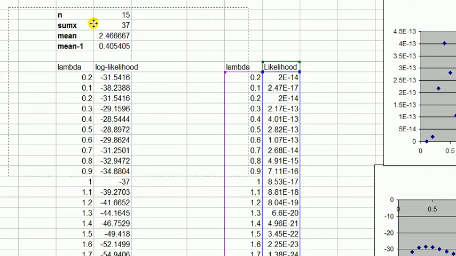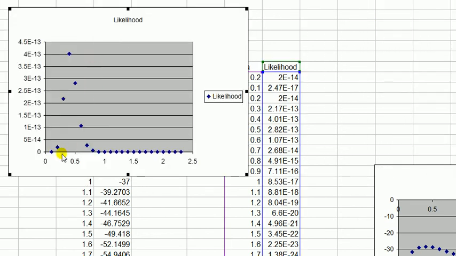So let's bring over the picture for the likelihood here. So here are my values of lambda running along here. Remember, we're trying to find the lambda that maximizes the likelihood function. And you can see it kind of curves like that. So the peak is somewhere around here. It's just short of 0.5 for this problem.